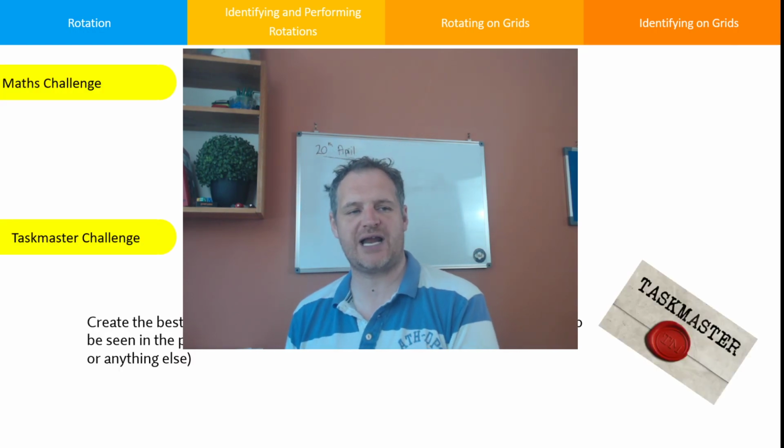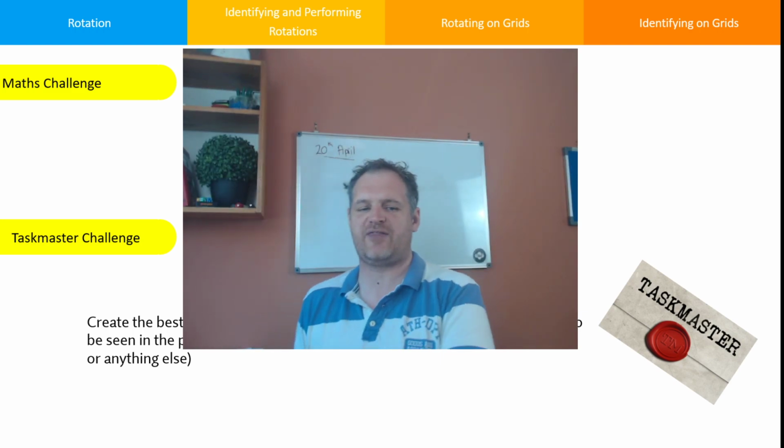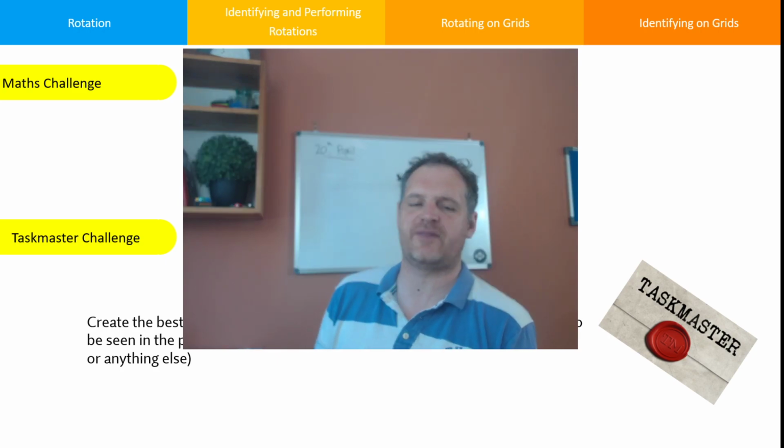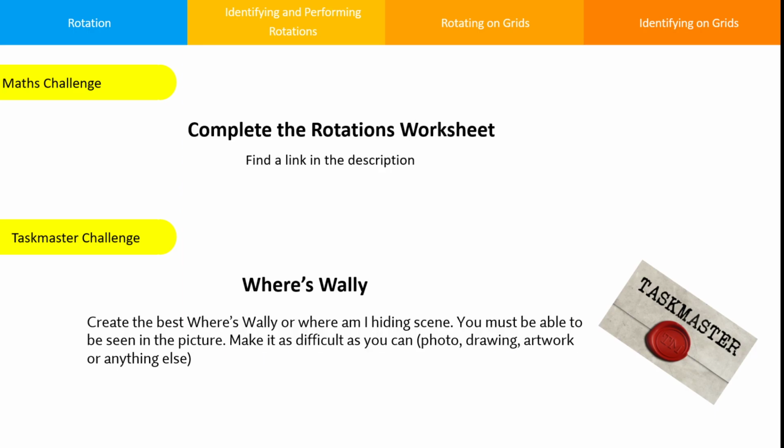There's your challenges. If you haven't seen it already, the Taskmaster challenge for this week is to create the best Where's Wally picture, or Where Am I Hiding scene. You must be visible in that picture. I want you to make it as difficult as you can. I want you to challenge me. You need to be in the thing. I'm not on the screen. How dare you suggest I am?